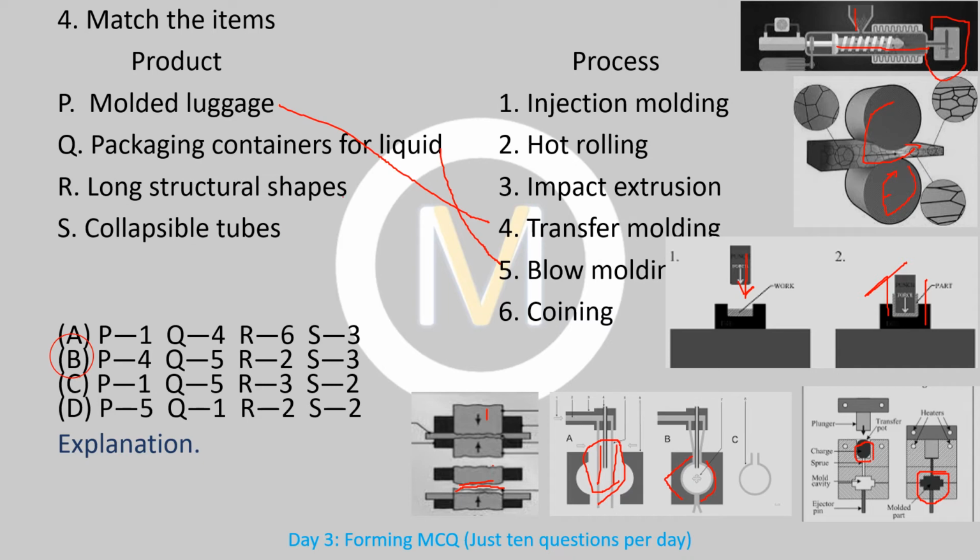Next is long structural shapes. That is made by hot rolling, because it is directly made through this, as you have seen earlier also. And the last part is the collapsible tubes, that is impact extrusion. This is a tube type 3D figure, so it will make this type of tube. So the collapsible tubes are made using impact extrusion. The correct answer is B.